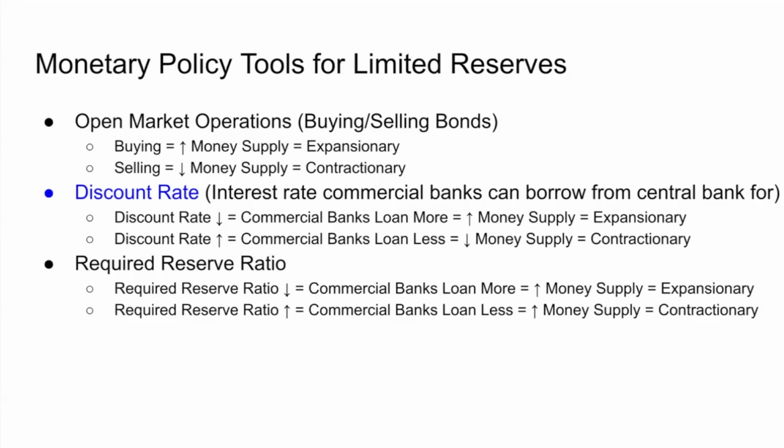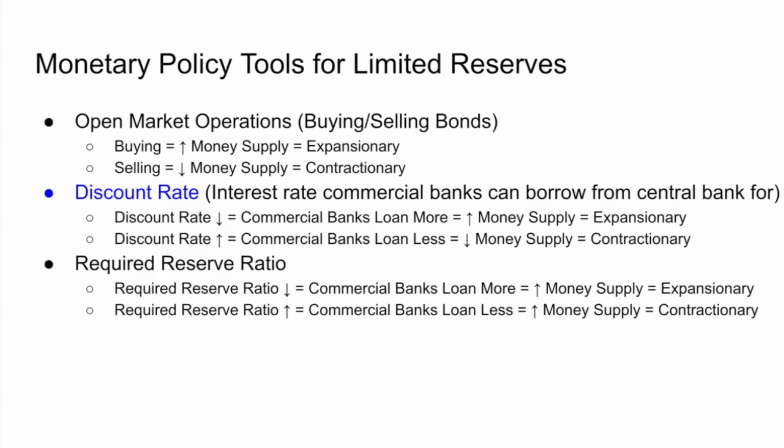However, if this decreases, then the penalty is lower, so commercial banks are willing to take more risks by loaning out more, which causes the money supply to increase, and that's expansionary monetary policy. If the discount rate increases, on the other hand, that's contractionary monetary policy.